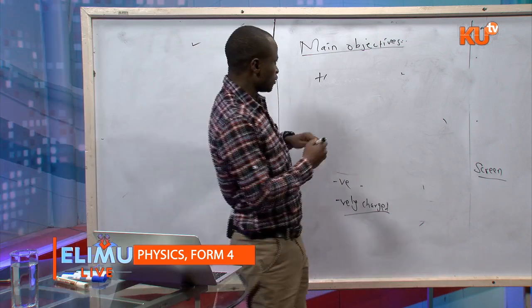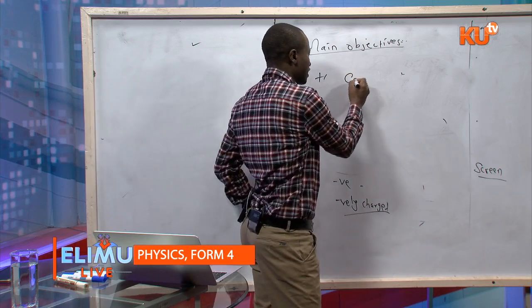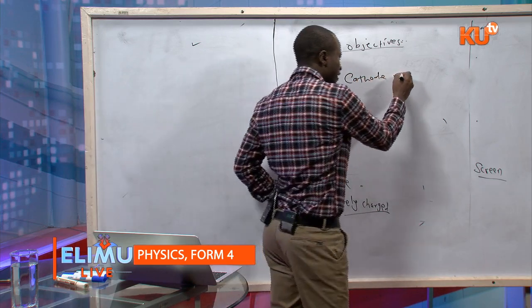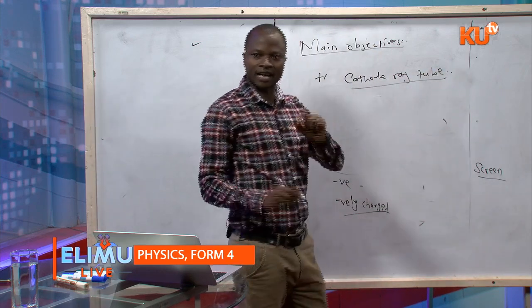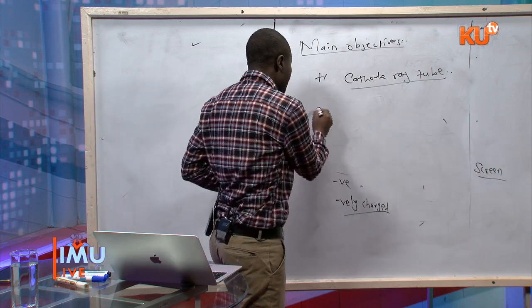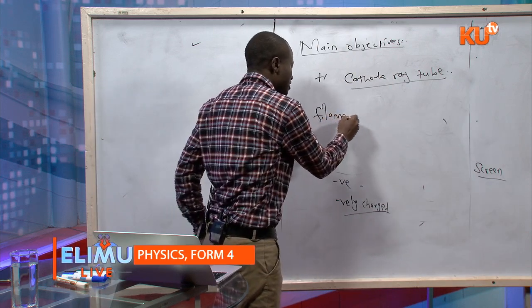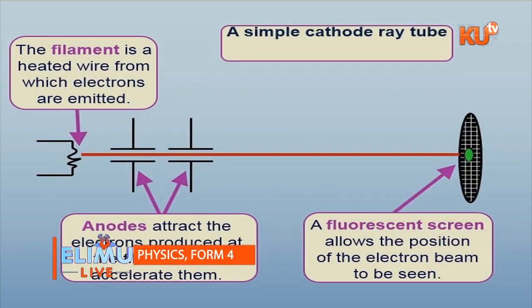Remember, we said cathode rays are produced in the cathode ray tube. In our previous slide, we have seen a simple diagram: just a filament, then anodes, then a screen. It helps us understand that we produce electrons at the cathode or the heated filament, then we have the anode which attracts them towards the screen. Once they hit the screen, it glows.